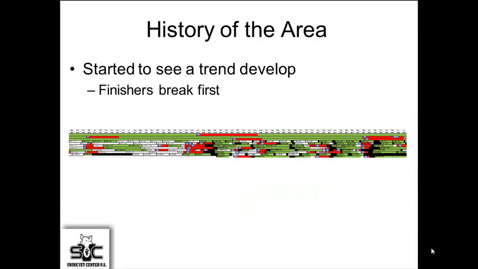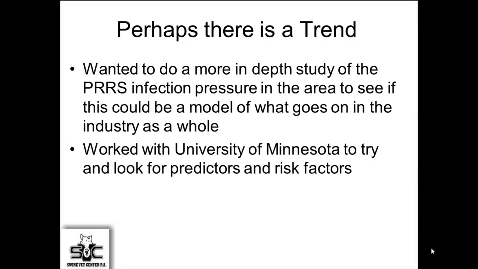And sorry for the size of this, but it's a long time frame, and just using Excel here to show you. So you can see here, finishers break, sow farm breaks. Had some finishers break, sow farms didn't break. Finishers break, sow farm breaks. Finishers break, sow farm breaks. We had some finishers break, no break. And then we had the finishers again and the sow farm break. And we said, perhaps there's a trend.